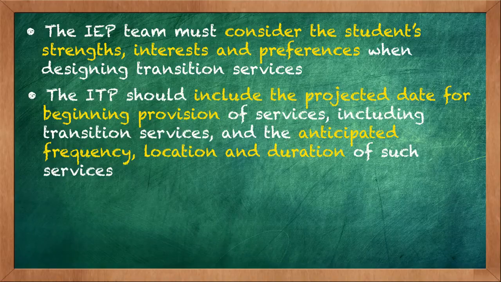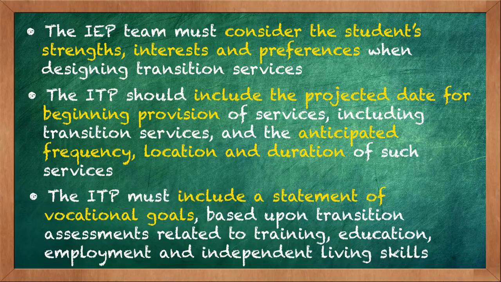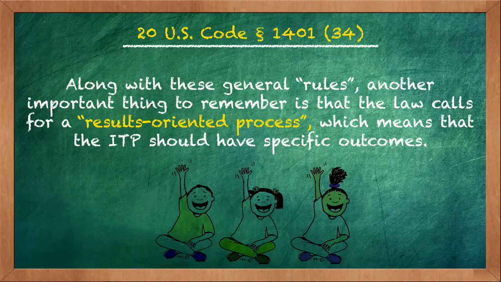The ITP should include the projected date for beginning provision of services, including transition services, and the anticipated frequency, location, and duration of such services. The ITP must include a statement of vocational goals based upon transition assessments related to training, education, employment, and independent living skills. Along with these general rules, another important thing to remember is that the law calls for a results-oriented process, which means that the ITP should have specific outcomes.